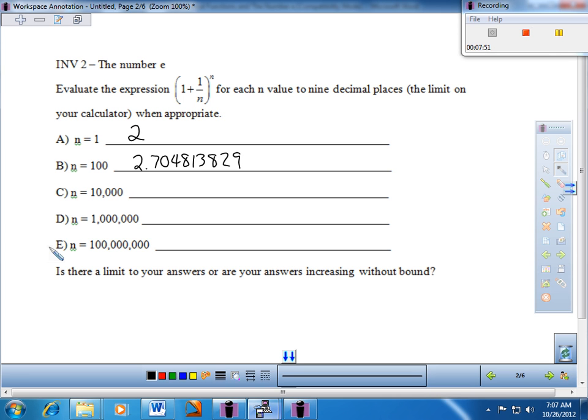Okay, when I did this, when n was 10,000, so that would be 1 plus 1 divided by 10,000 raised to the 10,000, I get something like this. Now it's 2.718145927. That would be the value of the expression right there when n is 10,000.